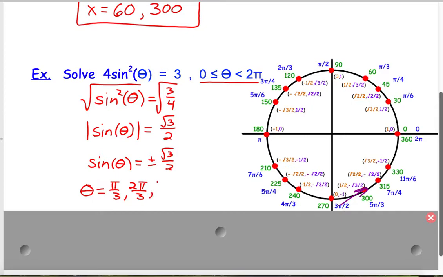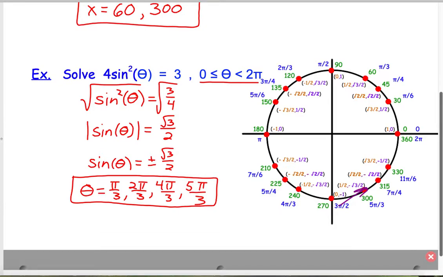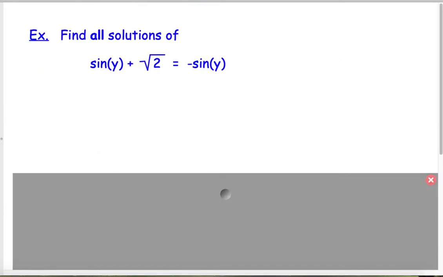And once again, we could check these on our calculator just to verify those results. All right, let's take a look at another type of equation. This one says, find all the solutions. Notice there's no stipulation here on the variable, which is y. There's no stipulation on y being between 0 and 360 or 0 and 2 pi. So what are we going to do here?